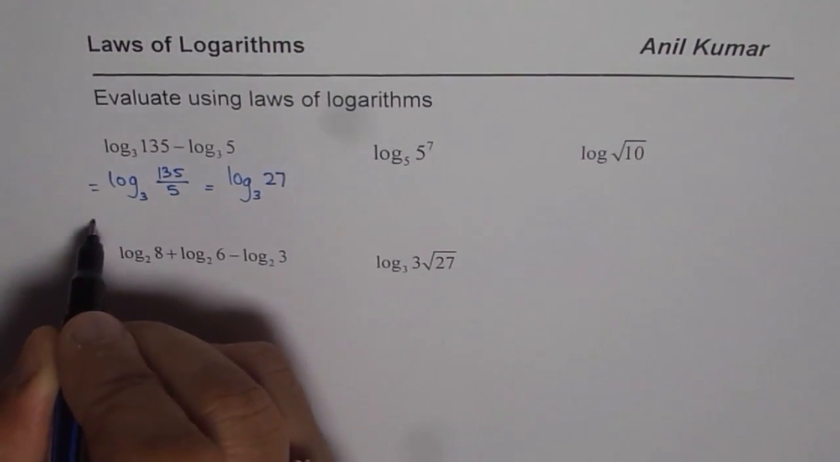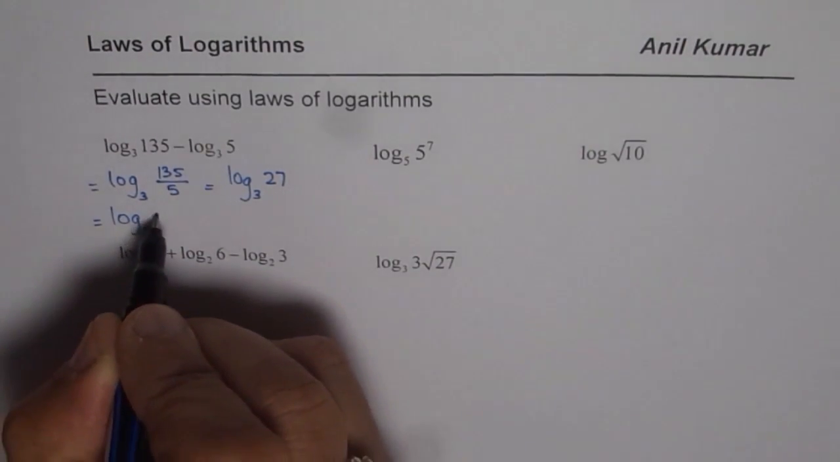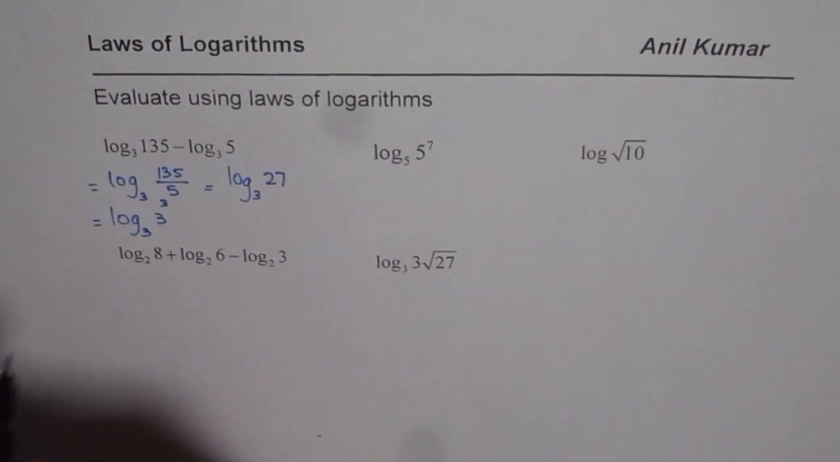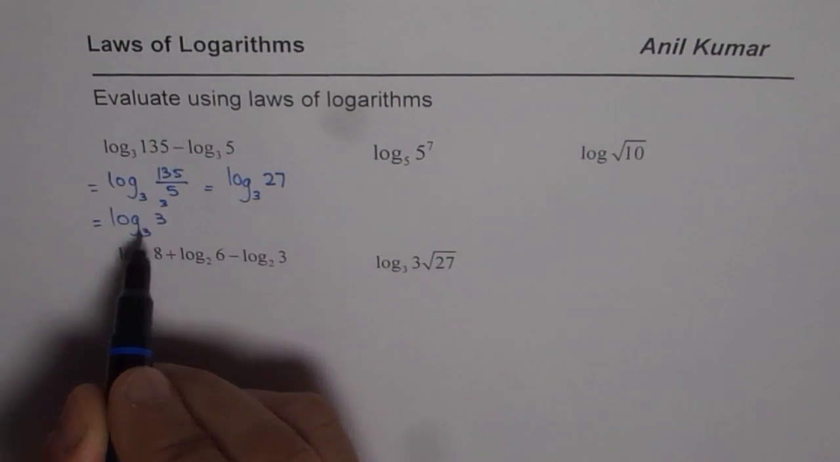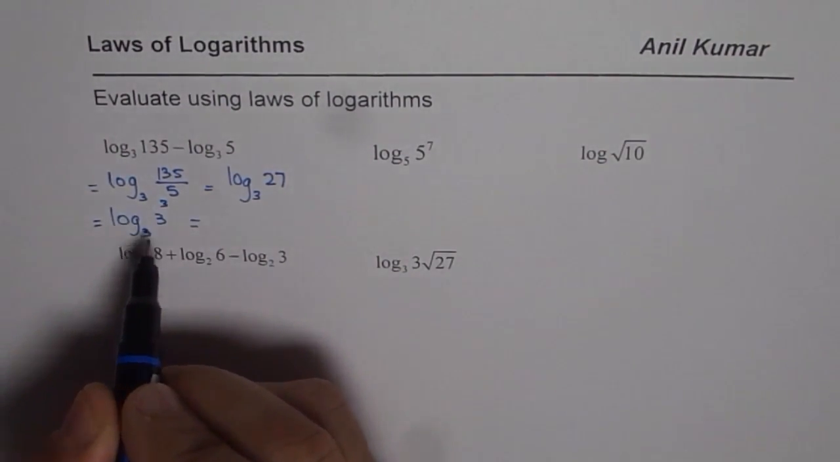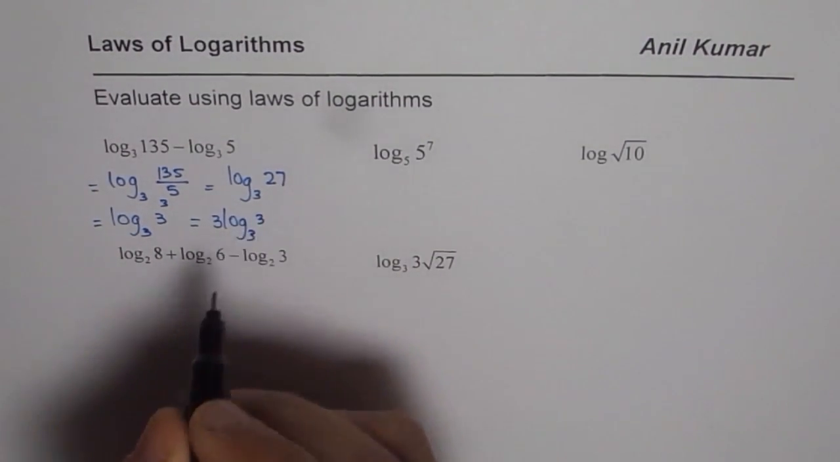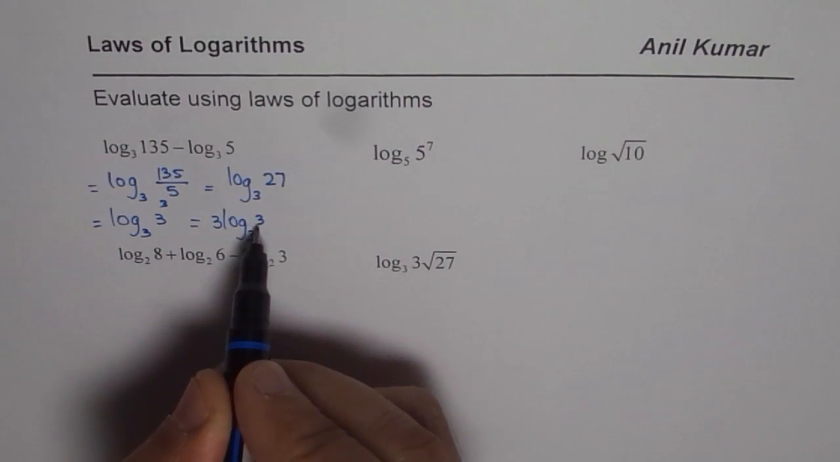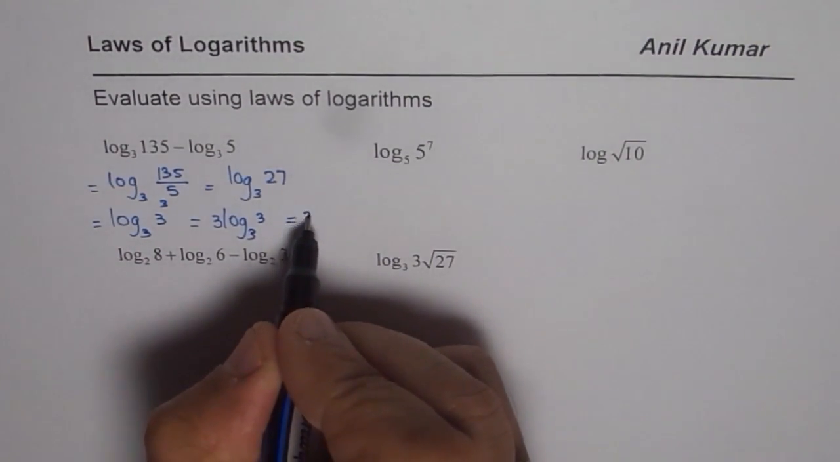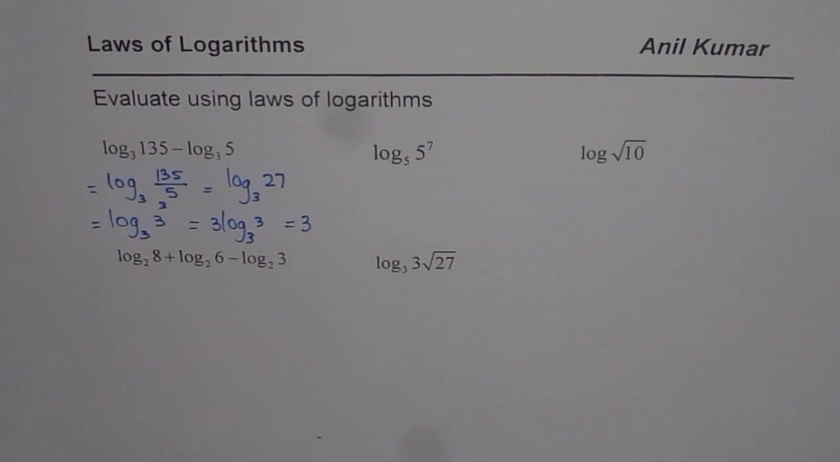27 is 3 cubed, so we could further write this expression as log to the base 3 of 3 cubed. Now we can apply the power rule, correct? So the power rule will give you 3 times log to the base 3 of 3. Log to the base 3 of 3 is 1, so we are left with solution as 3. So the given expression is indeed equal to 3, right? And that is the way it should be solved.